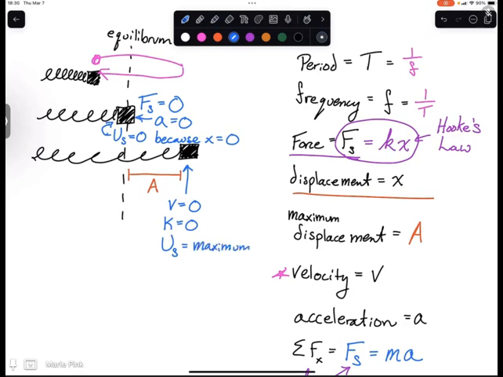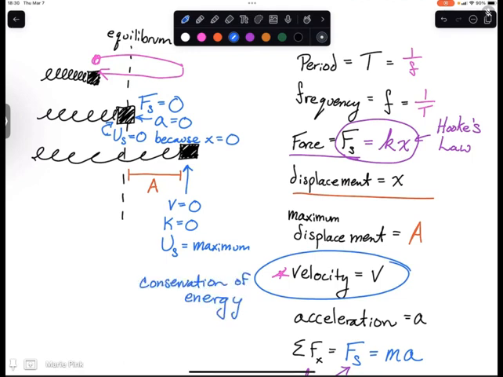So what we're going to do is when we're doing velocity, we're going to use conservation of energy. And the reality is we could do conservation of energy to find the velocity at any point or at any displacement. All we needed to know is the displacement, because then we can find spring potential energy. And if we know spring potential energy, we can find our velocity using conservation of energy.